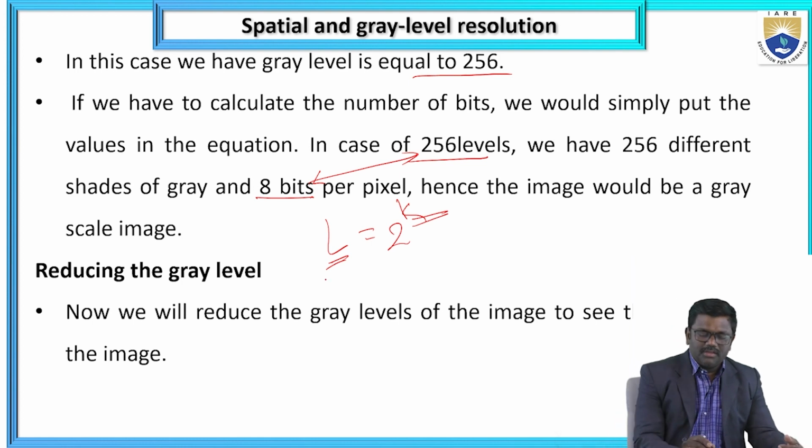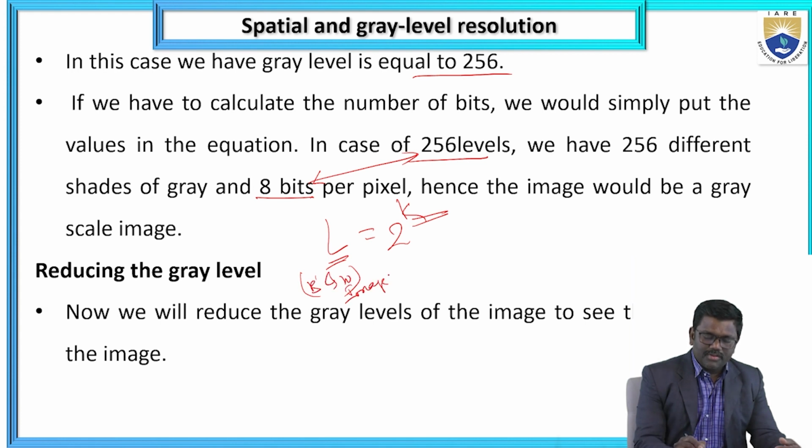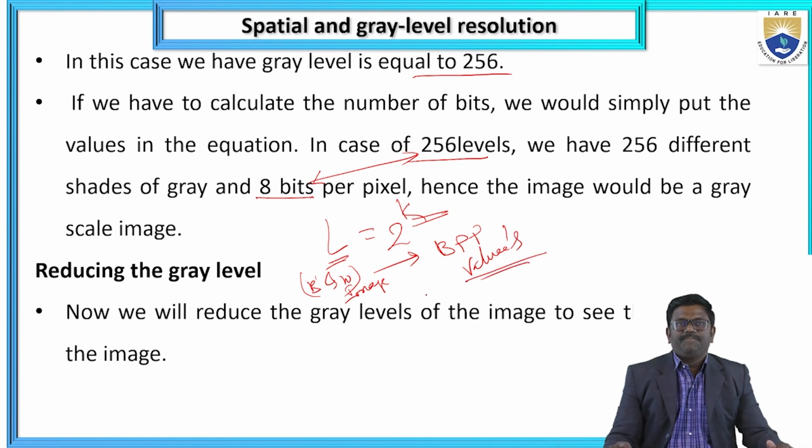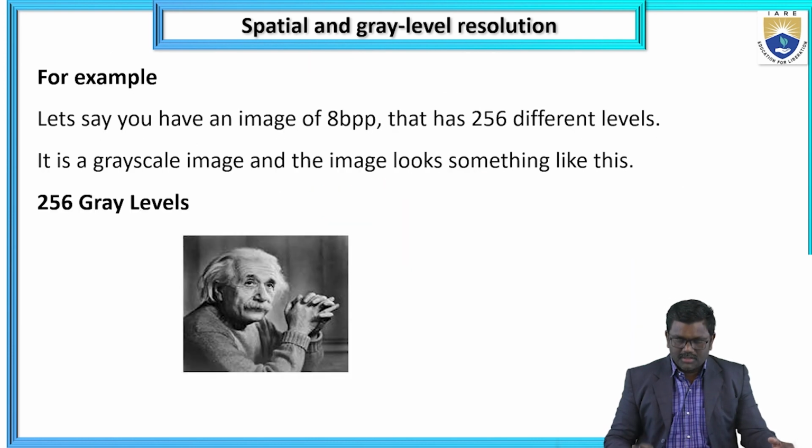So L is the normal grayscale image, which is black and white. Now this black and white image we are going to keep in terms of certain bits per pixel values. Those values we call digitized. We want to reduce the gray levels of the image. Now we will reduce the gray levels of the image to see that effect on the image, using one of the best examples we consider here.